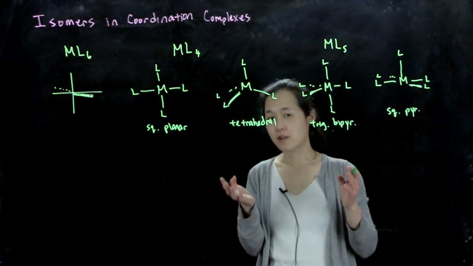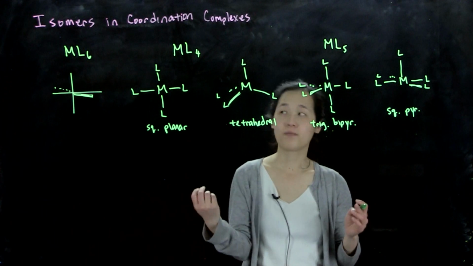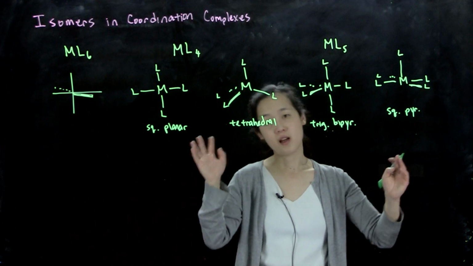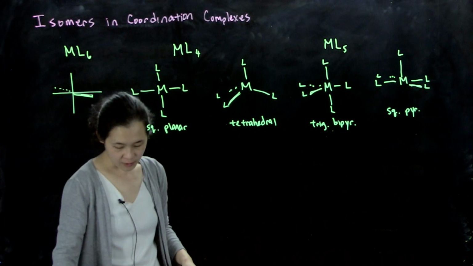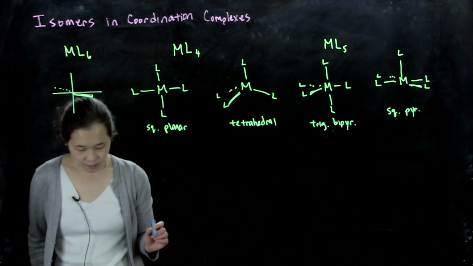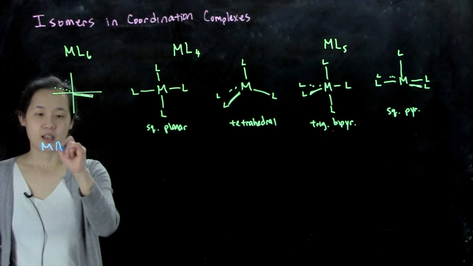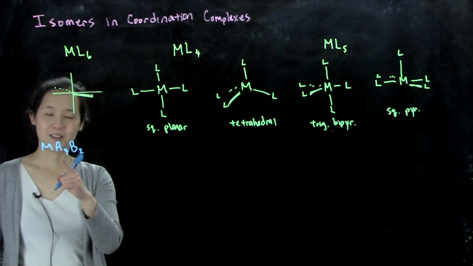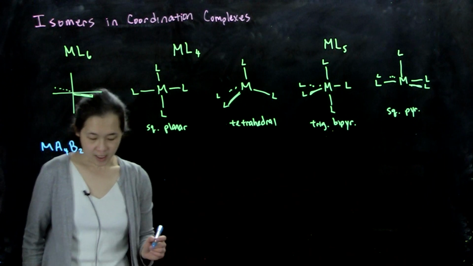Just like in organic chemistry, you can have different ways of putting things around that central atom, only now we have a lot more options because we have many more defined geometries. I'll give one example that we've already seen before. Suppose we have a complex with 2 types of ligands, ligand A and ligand B, where we have 4 of one and 2 of the other. There are 2 possibilities that we could have.